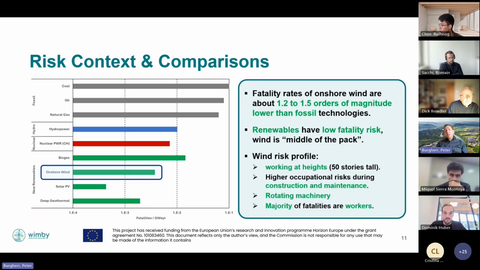Also construction maintenance, that's an environment that's a bit risky always. We have rotating machineries, and of course, what is also worthwhile to note is the majority of fatalities that we observed are attributable to workers. So for the accidents, it's much less the general public that is affected.